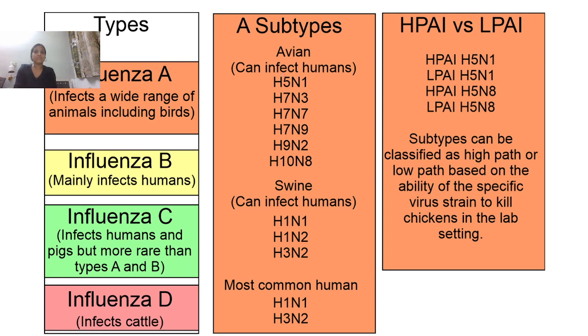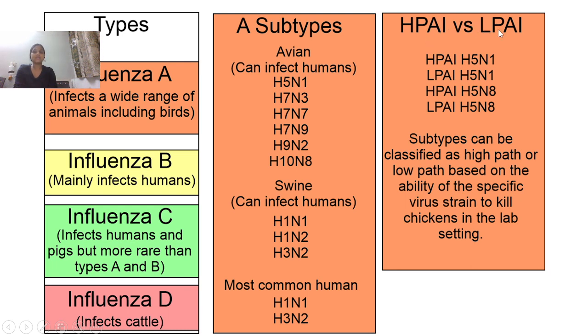The Spanish flu originated from avians, or birds. Here you can see H5N1, H7N3, H7N7, H7N9, H9N2, H10N8. These many subtypes can be there. Then in case of swine, it can also infect humans. For example, H1N1, H1N2, H3N2, and the most common human subtypes are H1N1 and H3N2.